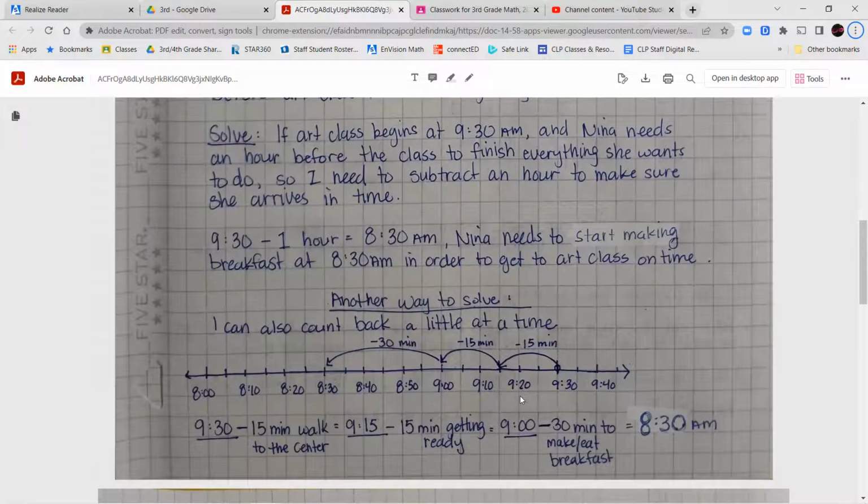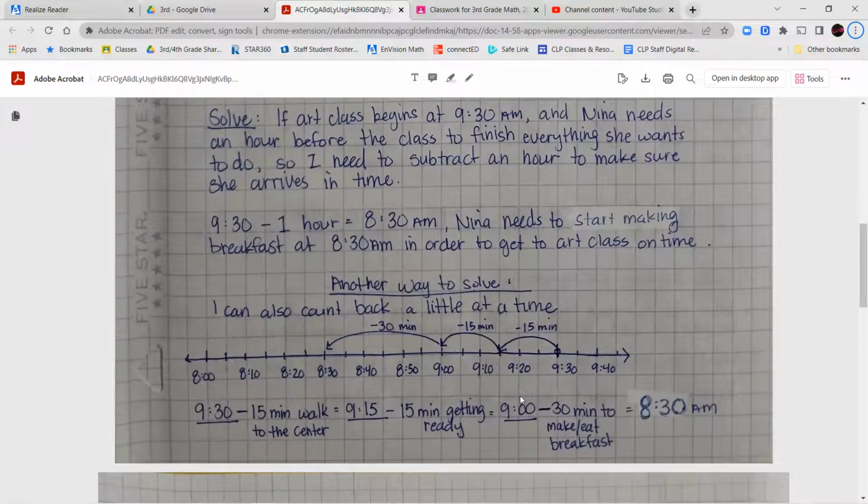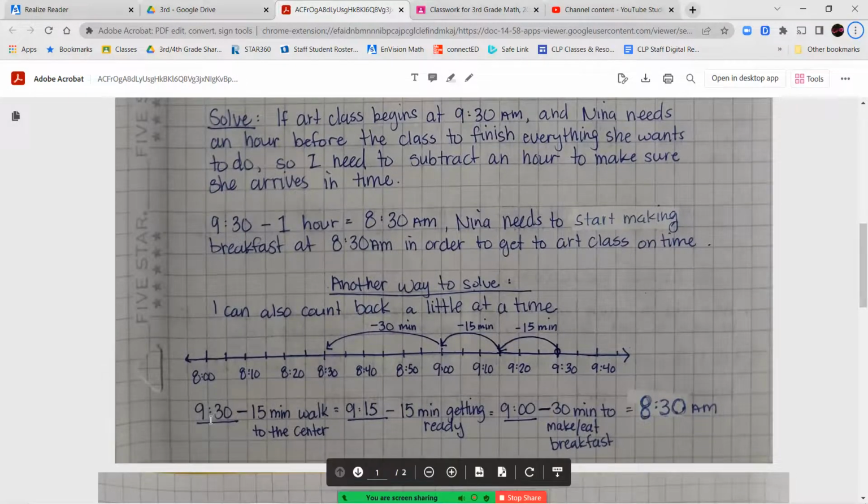Now, another way to solve this is to count back one bit at a time using a number line. So I can start with the 9:30. She needs 15 minutes to walk to the center. So I'm going to skip back 15 minutes. That's going to get me to 9:15, right in between 9:10 and 9:20.